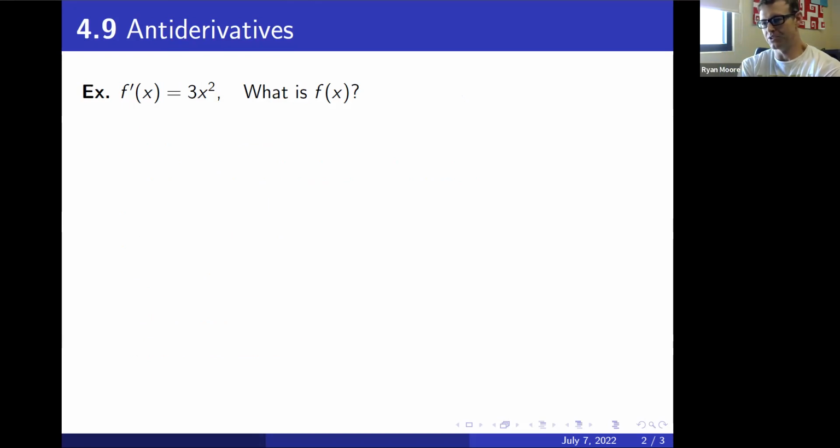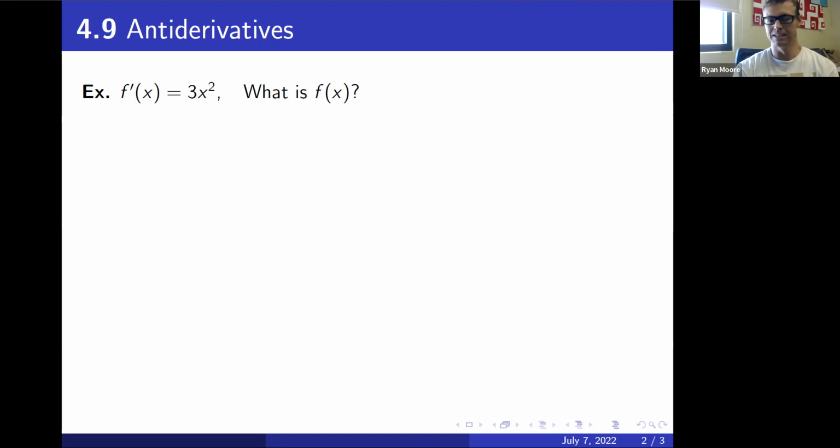A lot of times students see that and they like to be cute and say, you know, I'm antiderivatives. That's not what we mean. The idea is we're working backwards. Let's go with this example. What if we're given f prime of x equals 3x squared? And the question is, what was the original function f of x?